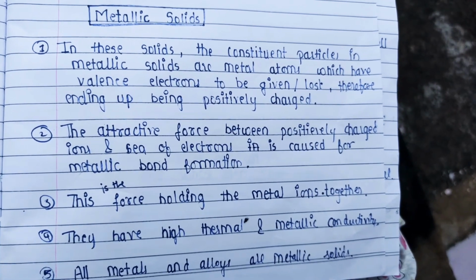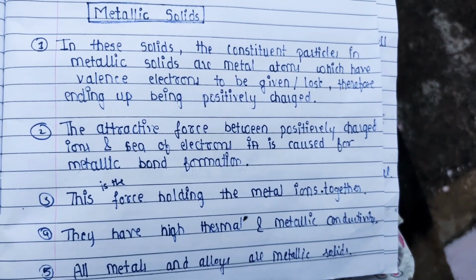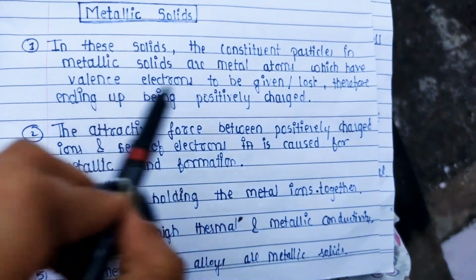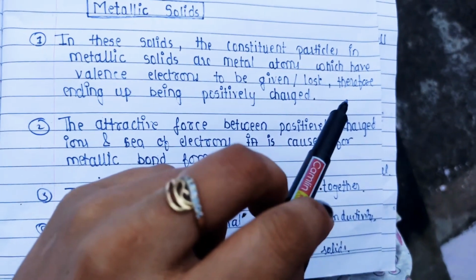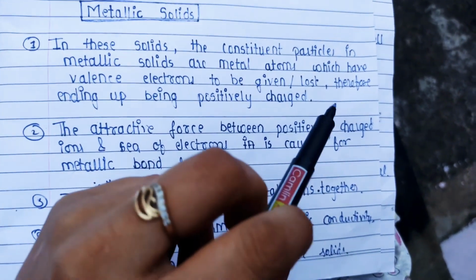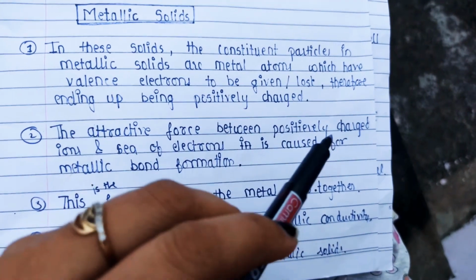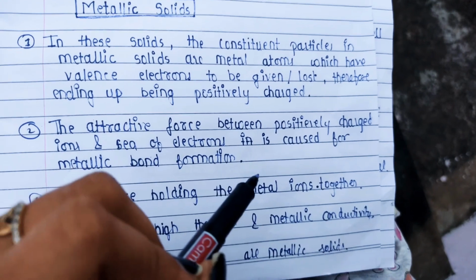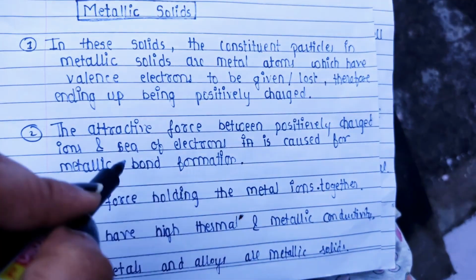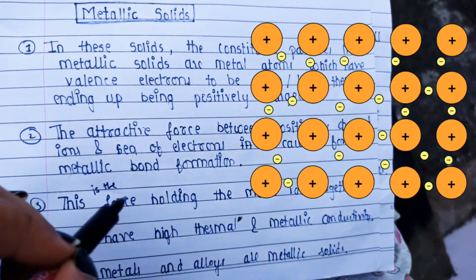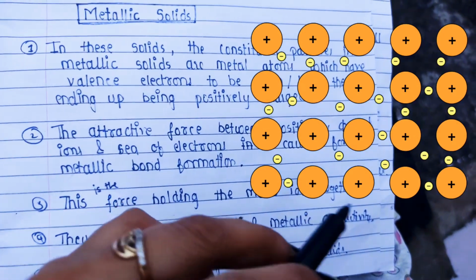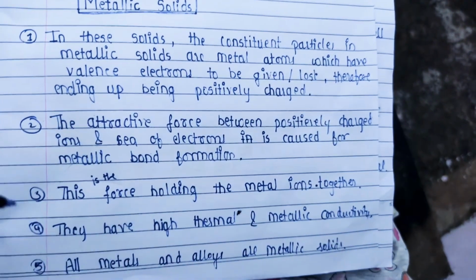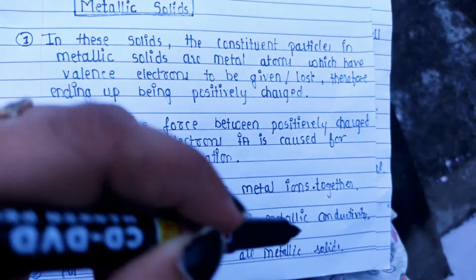Next one is the metallic solids. The constituent particles in metallic solids are metal atoms, which have valence electrons to be given or lost, therefore ending up being positively charged. The attractive force between positively charged ions and a sea of electrons is the cause of metallic bond formation. What is sea of electrons? You will see in the picture. This is the force holding the metal ions together. They have high thermal and electrical conductivity. Last one is that all metals and alloys are metallic solids.